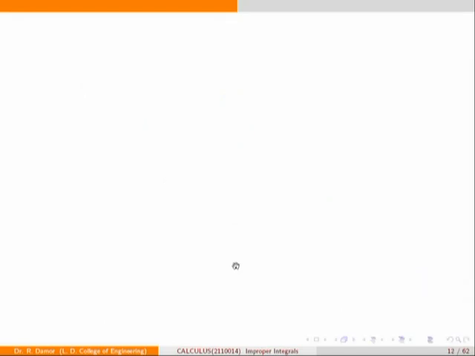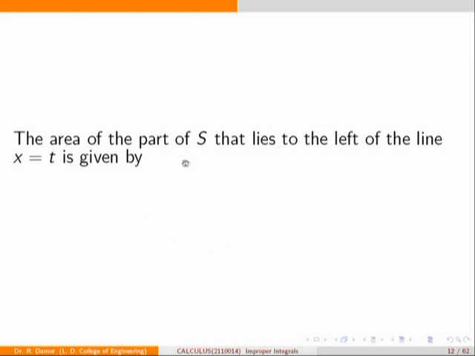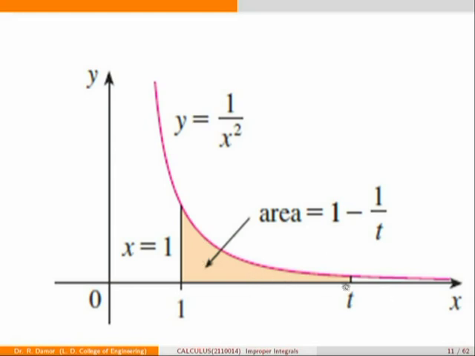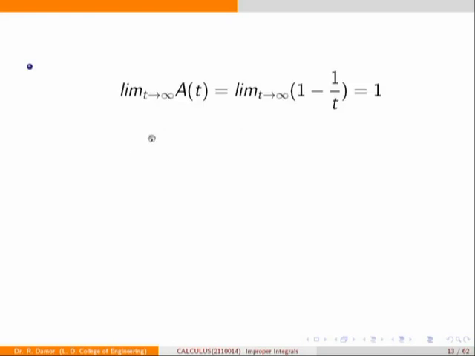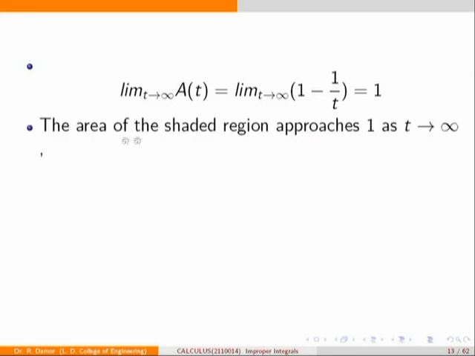So for this, the area of the part S, which is the shaded region, that lies on the left of the line x equal to t, is given by the limit t tends to infinity of A(t). This is my area. So this is nothing but limit t tends to infinity of 1 minus 1 upon t, which equals 1. What is this? The area of the shaded region approaches 1 as t tends to infinity.